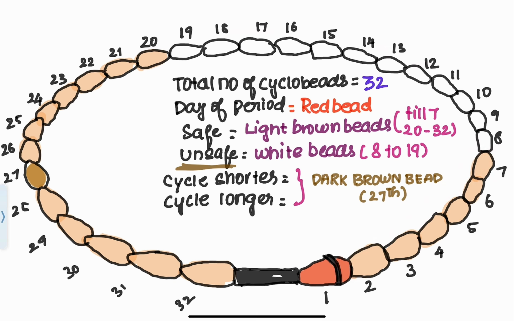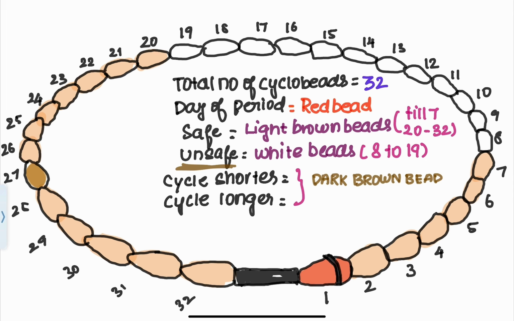So from 1 to 7 it is safe to have coitus, from 8 to 19 it is unsafe to have coitus, and resuming from the 20th it is again safe to have coitus, which will never result in any conception, right? So as you can see here, in this cyclobeads you can have colors like red, light brown, white, and here you can see a dark brown color, right?